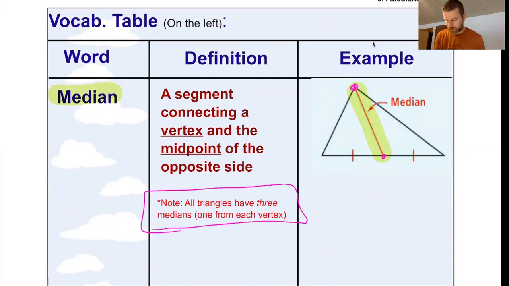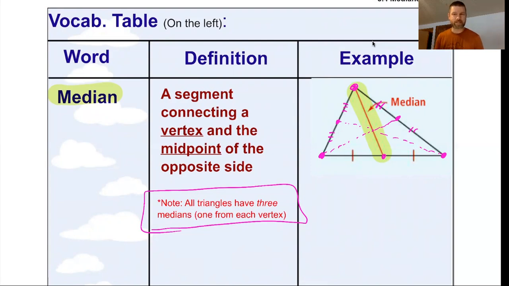So if I wanted to, I could add the median that connects this vertex to the opposite side. I would just have to figure out where the midpoint of the opposite side was. Let's say it looks about there. So that would also be a median. And I could connect this one to the opposite side as well. It looks to be about there. So that would also be a median.